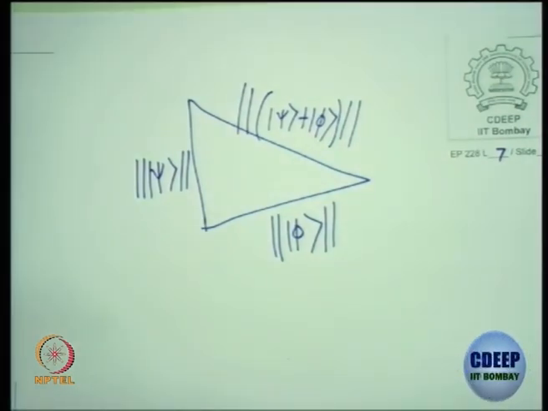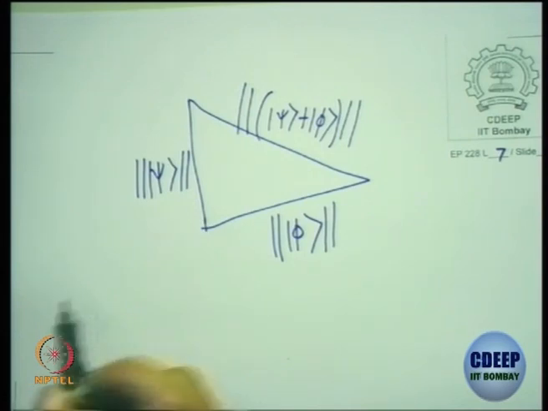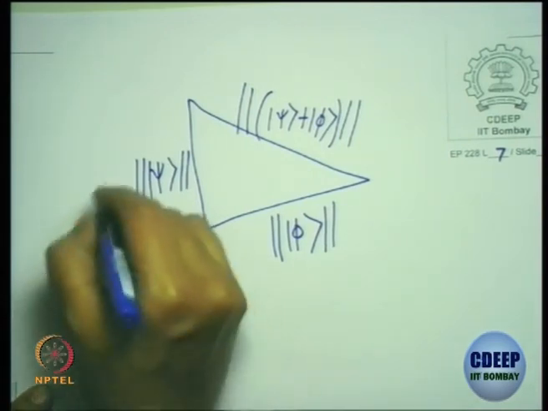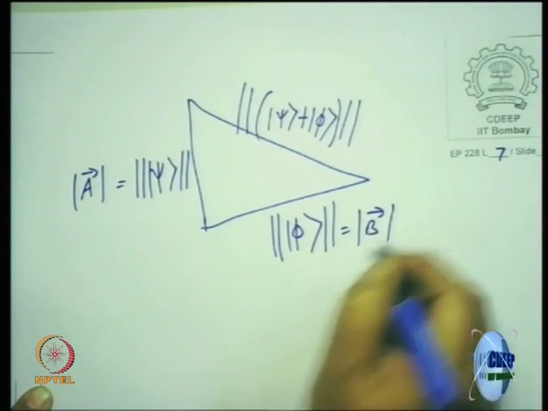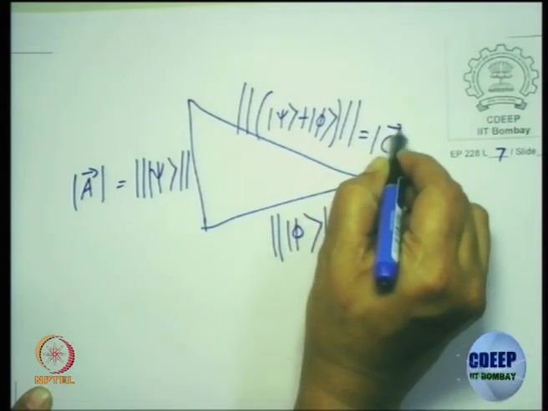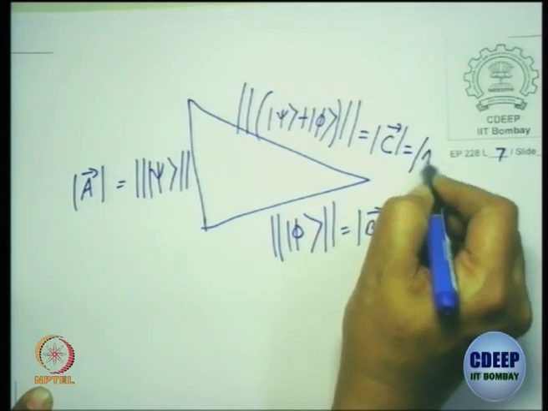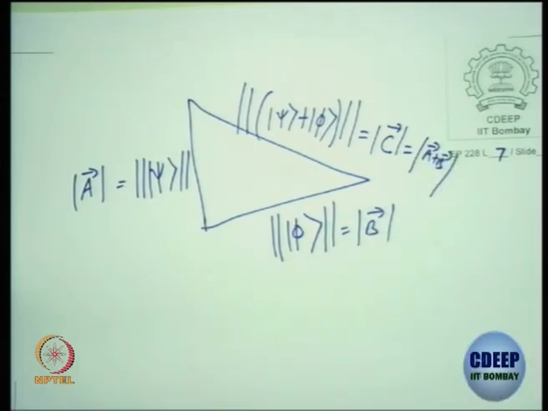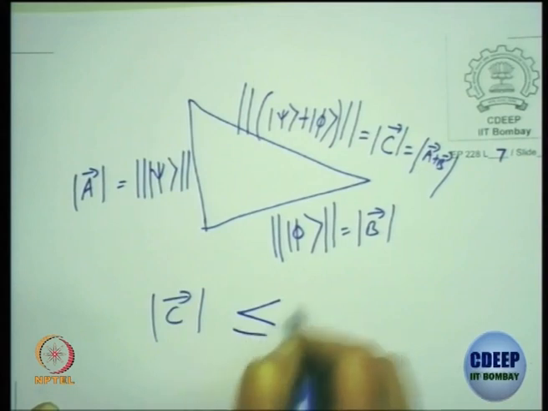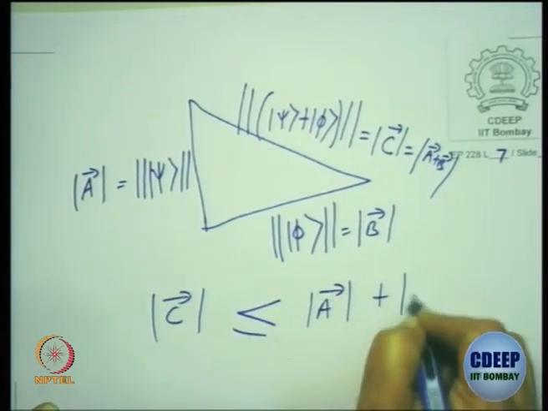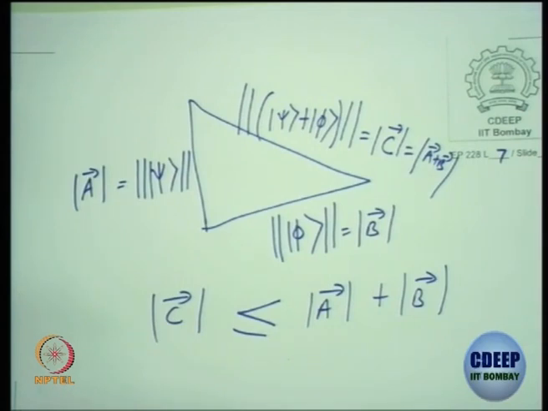Yes, everybody is getting used to the notation. If I write A vector, B vector, all of you will be familiar, right? Suppose I call this mod of A vector, this mod of B vector, and this mod of C vector, which is nothing but mod of A plus B vector. What is the triangle inequality? Mod of C should be less than or equal to mod of A plus mod of B. I am just mapping it.